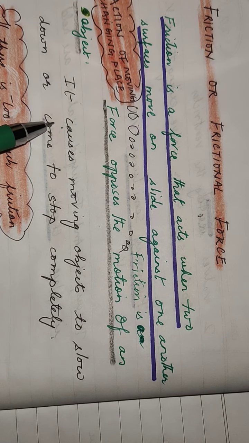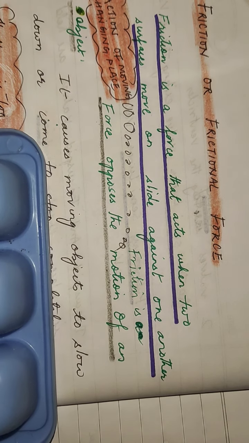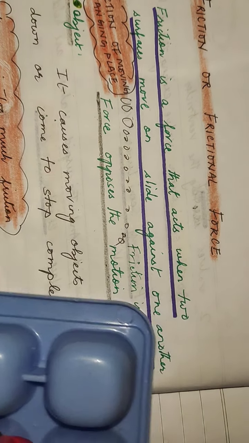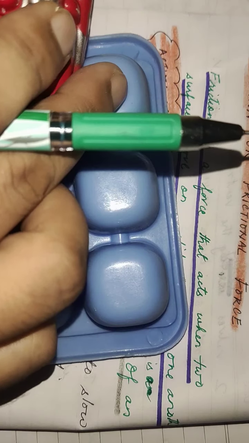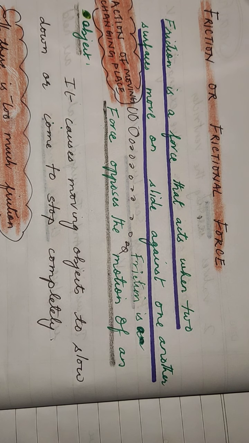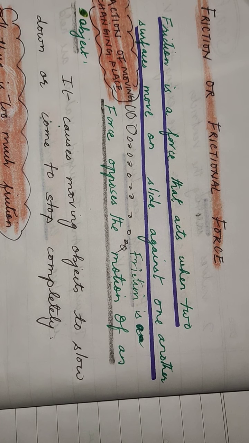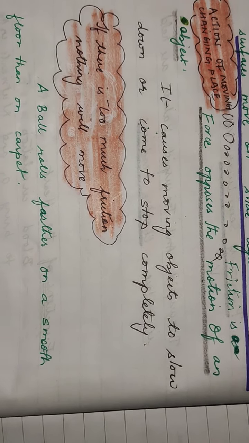When there is too much friction, it causes moving objects to slow down or come to a stop completely. If there is too much friction, nothing will move.